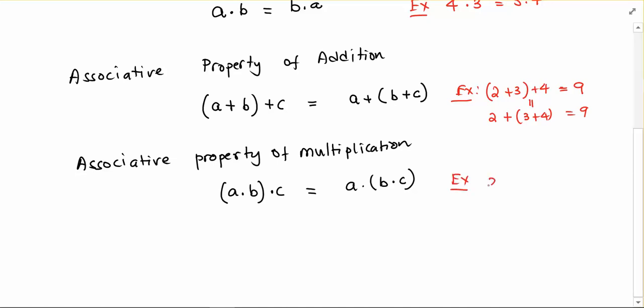You can say, well, what happens if you go 2 times 3 times 4? Well, 2 times 3 is 6, 6 times 4 is 24. And what if we did it like this?